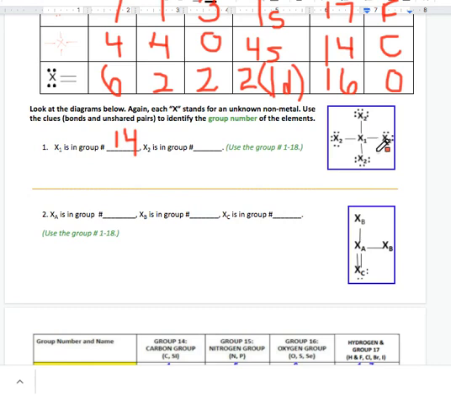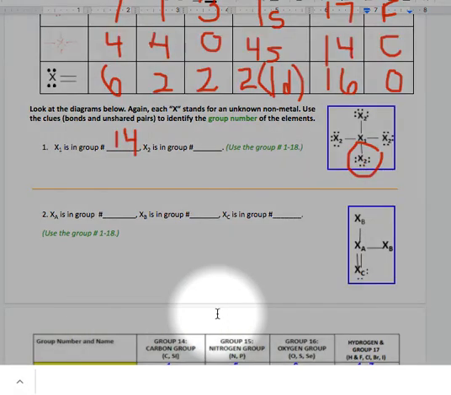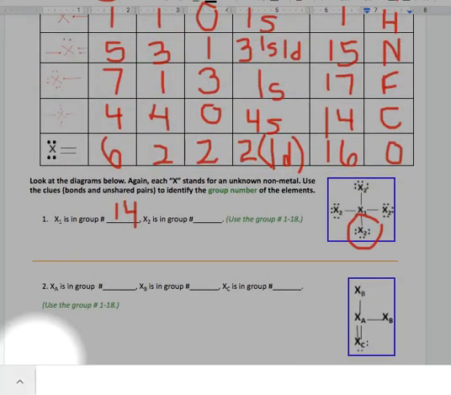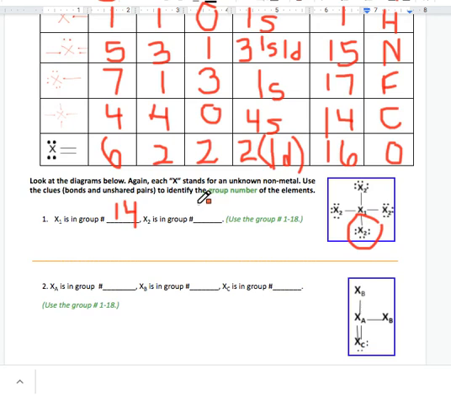When I see X2, this time I'm going to circle it. All of these look like the same thing, so let's just look at one of them. I see 1 single bond, and I see 3 unshared pairs or 3 lone pairs. So when I look below to see which one has 1 single bond, and 3 unshared pairs, that must be group 17. Remember, all of these are group 17. Hydrogen is group 1, but it doesn't have any dots. So this is group 17.